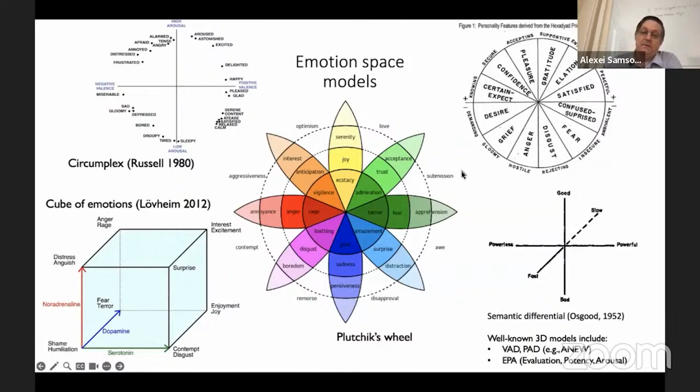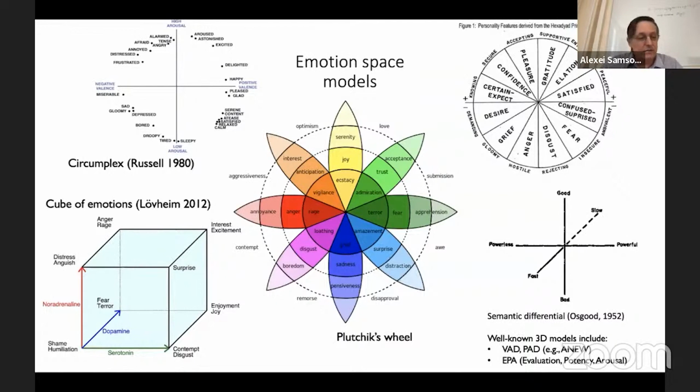Most popular models, so-called dimensional models of emotions, are either 2- or 3-dimensional, as you see. Plutchik's wheel is 2-dimensional, Lövheim's cube is 3-dimensional, and so on. Currently popular models, VAD and PAD, VAD standing for valence, arousal, dominance, are 3-dimensional, and the question is, do we need more dimensions to represent complex emotions like shame, resentment, jealousy, and so on?